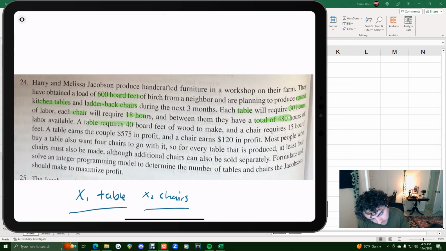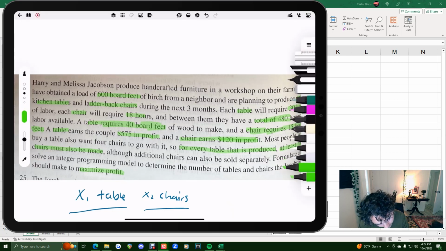Table requires 40 board feet. Chair requires 15 board feet. A table earns 575 in profit. A chair earns 120 in profit. Most people who want to buy a table also want 4 chairs to go with it. Look at that. Most people who buy a table want 4 chairs. So for every table that is produced, at least 4 chairs must also be made. Although additional chairs can also be sold separately. So formulate an integer programming model to determine the number of tables and chairs the Jacobsons should make to maximize profit.